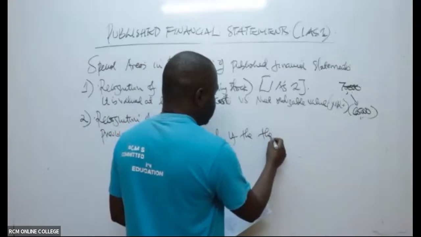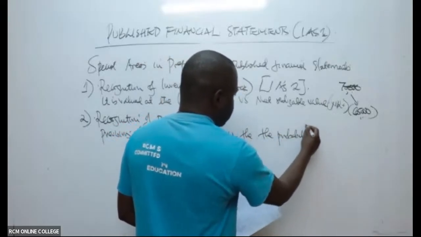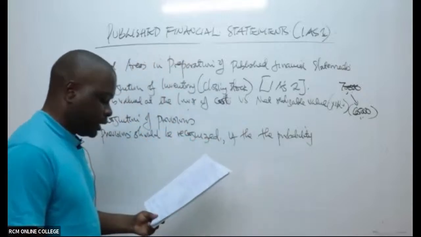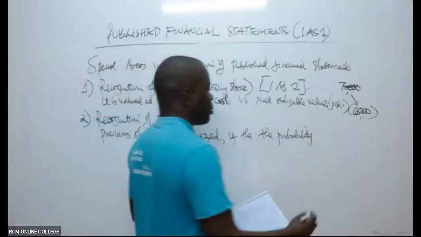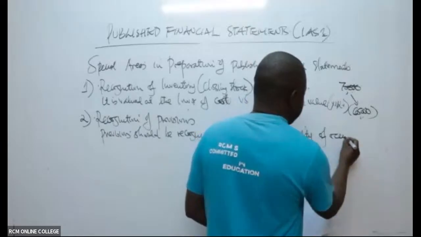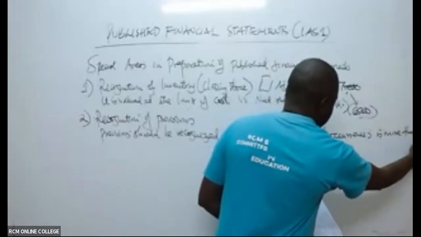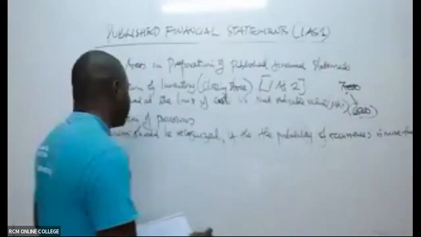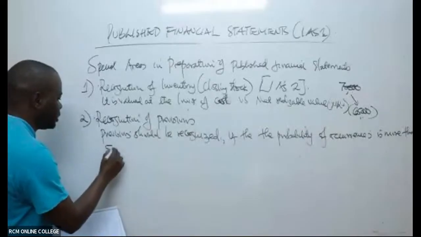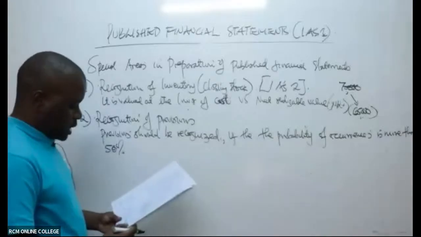the probability of occurrence is very high. If the probability of occurrence is more than, let's say, 50%.